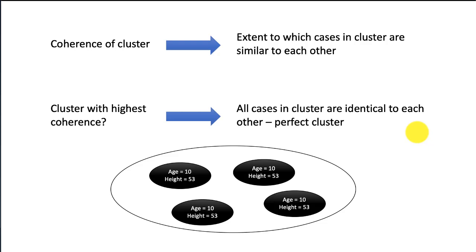So an example is shown here: age 10, height 53, age 10, height 53. There are 4 cases. All of them have exactly the same age, exactly the same height. So that's a really coherent cluster. Of course, we will not find such clusters in the real world, but that's an example. It just serves to help us to understand what we mean by coherence of a cluster, right? So we want the cluster to be as homogeneous as we can make it.